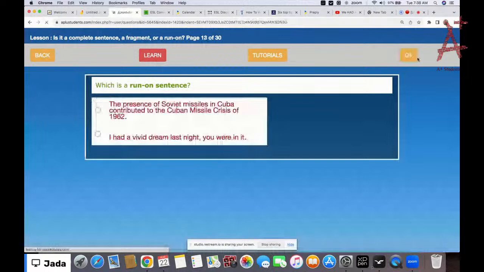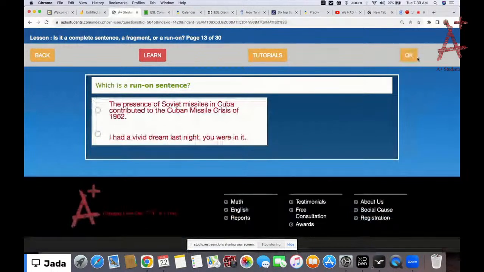Now run-on again. The presence of Soviet missiles in Cuba contributed to the Cuban Missile Crisis of 1962. I had a vivid dream last night. You were in it. So yeah, this one. So that's it.